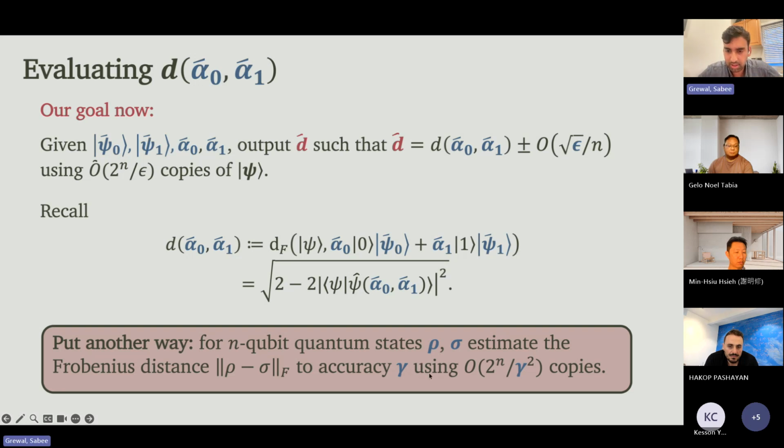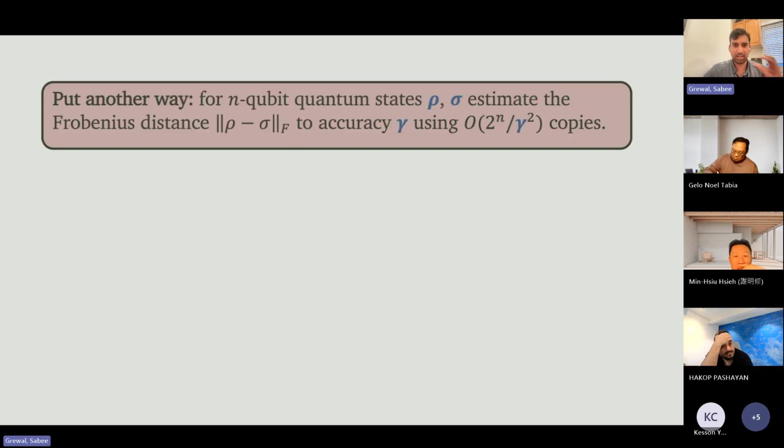And we're allowed to use 2 to the n over gamma squared copies, because when we plug in square root of epsilon, we'll get our desired epsilon copy consumption. So if we have an algorithm for estimating the Frobenius distance between two states, we can use that to evaluate this objective function d, which will let us optimize and then find the right coefficients. So our target is zoning in now on this problem.